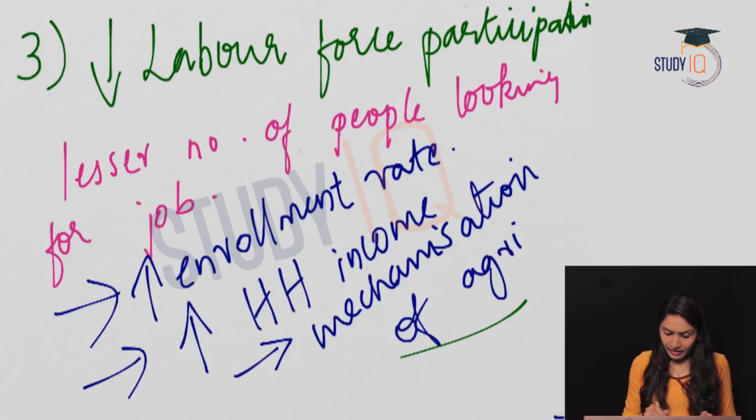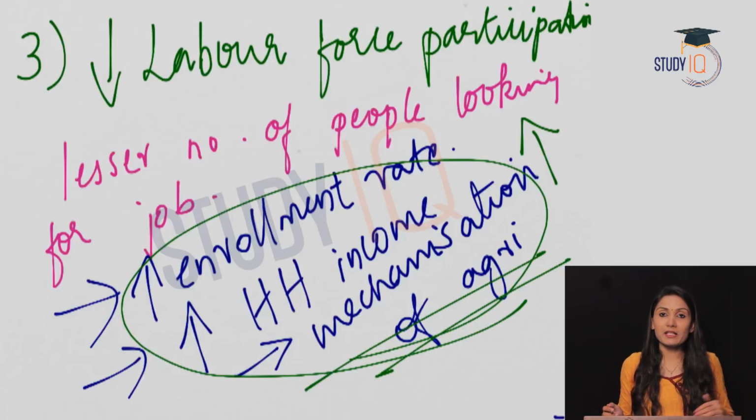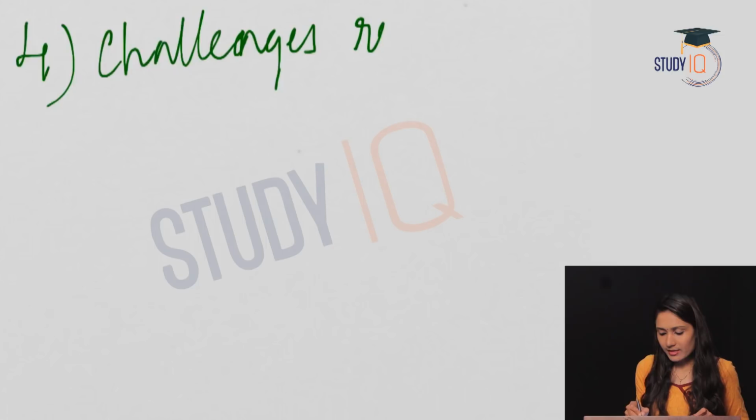But these are not issues of concern because these are all good for the economy. These are all positive signals of growth for an economy. So if the labor force participation comes down because of factors like mechanization of agriculture, more enrollment in schools, or an increase in household income, these are positive signals and not issues of concern for an economy.